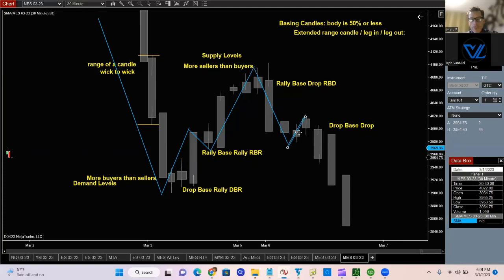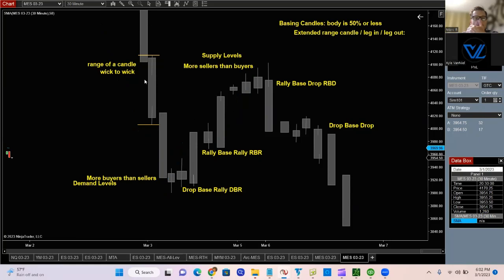I'm jumping ahead a little bit here, but since I'm already doing it, I'm going to keep rolling with it. If you took the candles out of the chart, what you would see is, if somebody says drop base rally, base rally, base drop, base drop. I may have just confused the situation, so I'm going to get rid of this real quick. Kind of jumped the gun there.